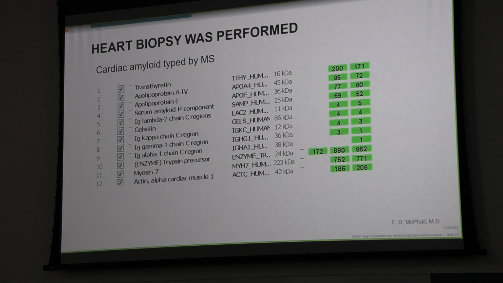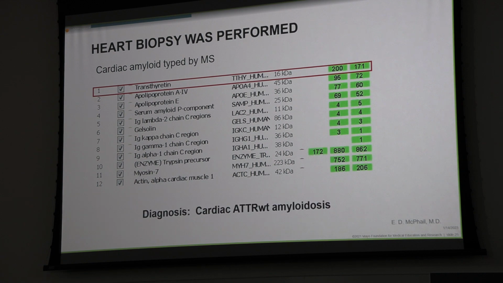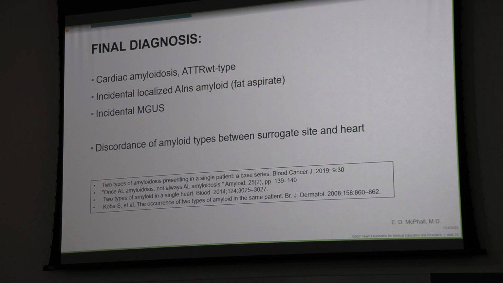So our clinicians knew that, and they said, yes, this patient still could have cardiac amyloid. And so a heart biopsy was done, and it turned out to be TTR. So in the end, this patient had 3 things. He had the main thing, which is cardiac amyloid TTR wild type. He had an incidental localized insulin amyloid, and he had an incidental MGUS.